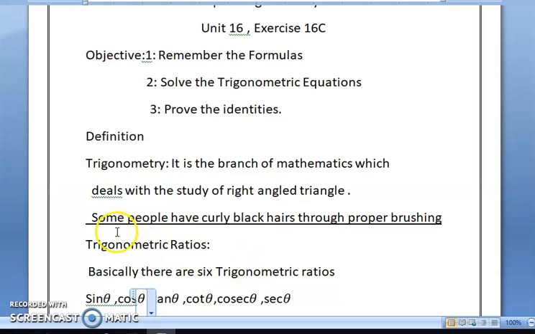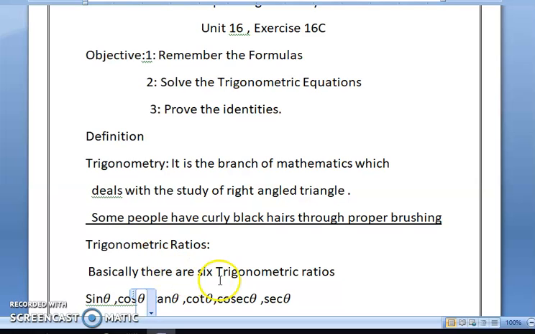Look how we are going to use this. Just use the first letter. Some people have. Some stands for sine theta, people, perpendicular, H, hypotenuse. Curly, cos theta, black stands for base and hypotenuse hairs. Through proper brushing, tan theta is equal to perpendicular over base. So by using this line, you are able to memorize the formulas properly.